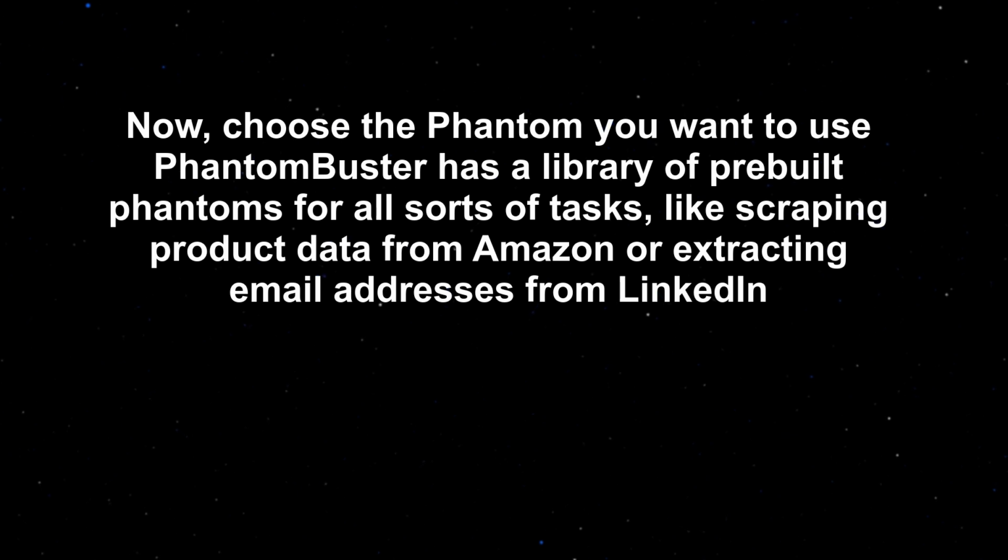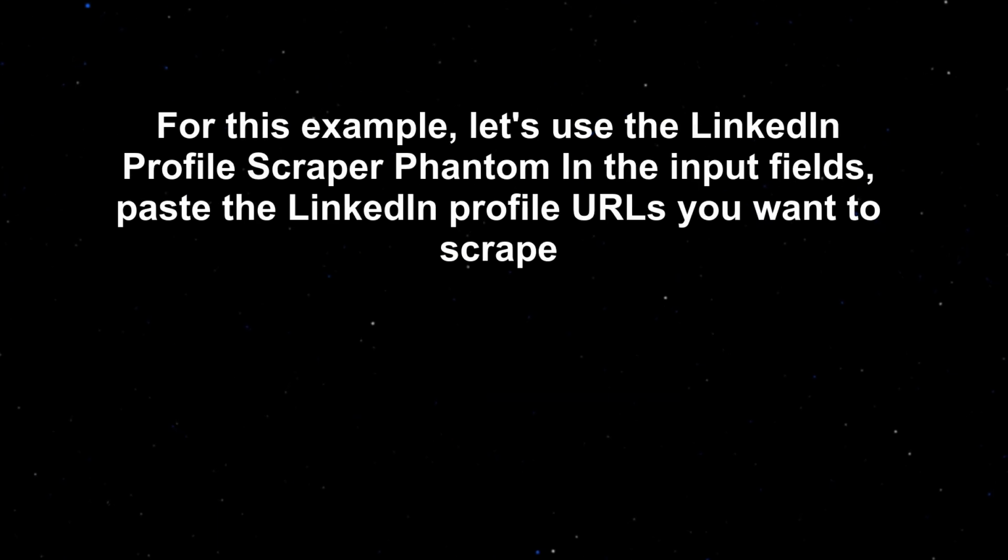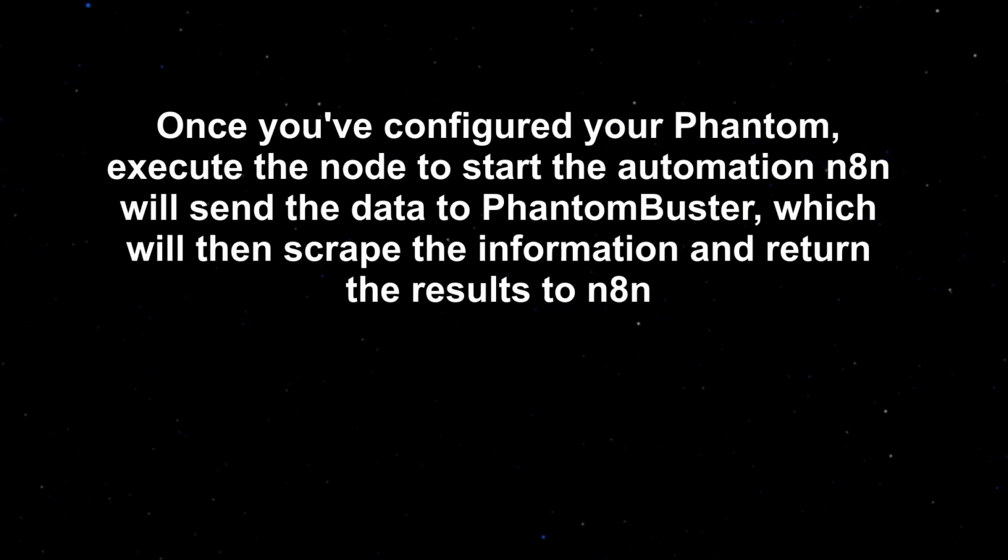Now, choose the Phantom you want to use. PhantomBuster has a library of pre-built Phantoms for all sorts of tasks, like scraping product data from Amazon or extracting email addresses from LinkedIn. For this example, let's use the LinkedIn Profile Scraper Phantom. In the input fields, paste the LinkedIn profile URLs you want to scrape. Once you've configured your Phantom, execute the node to start the automation.